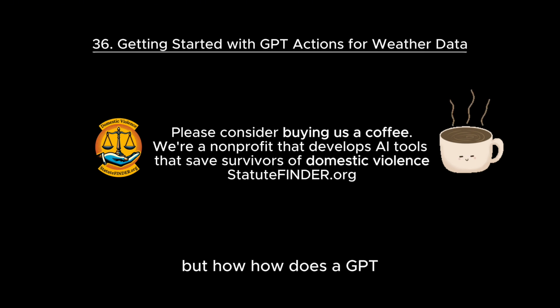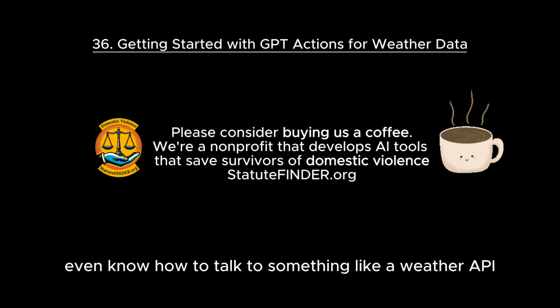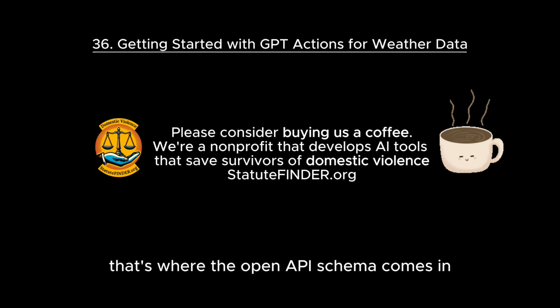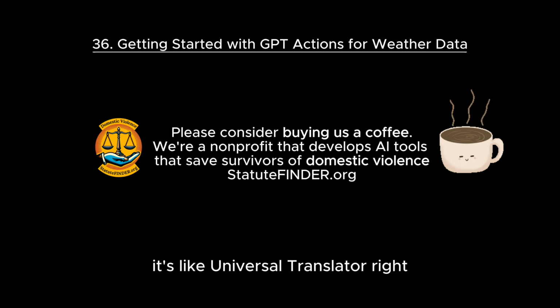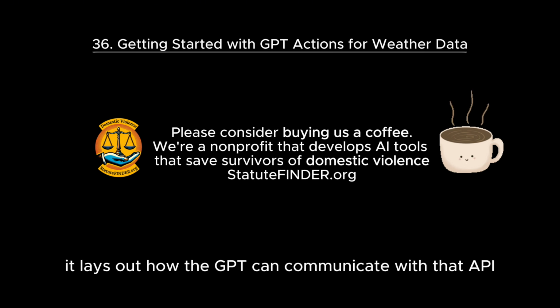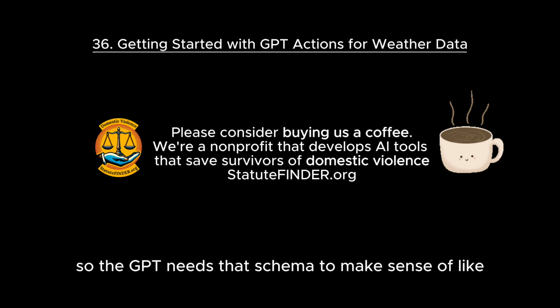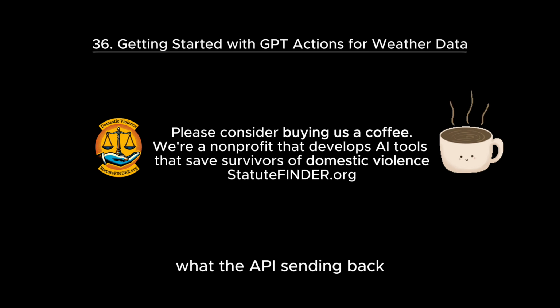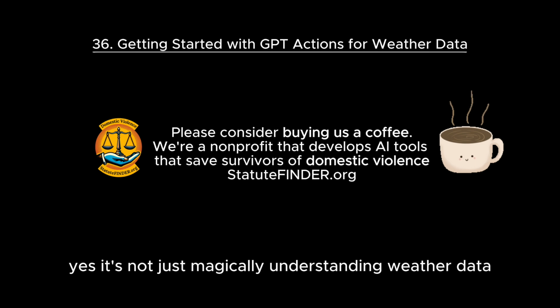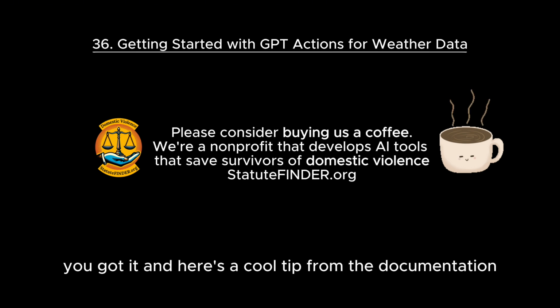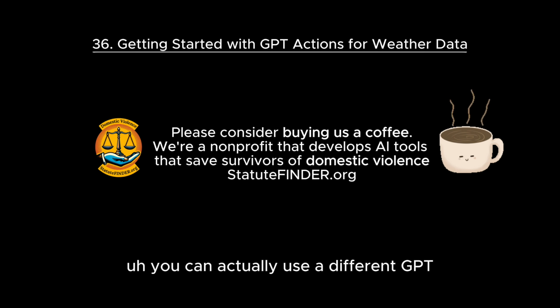But how does a GPT even know how to talk to something like a weather API? That's where the OpenAPI schema comes in. It's like a universal translator, right? It lays out how the GPT can communicate with that API, what kind of data it can request, and how that data is formatted. So the GPT needs that schema to make sense of what the API is sending back. Yes. It's not just magically understanding weather data. You got it. And here's a cool tip from the documentation. You can actually use a different GPT to help you create this schema. Oh, wow.